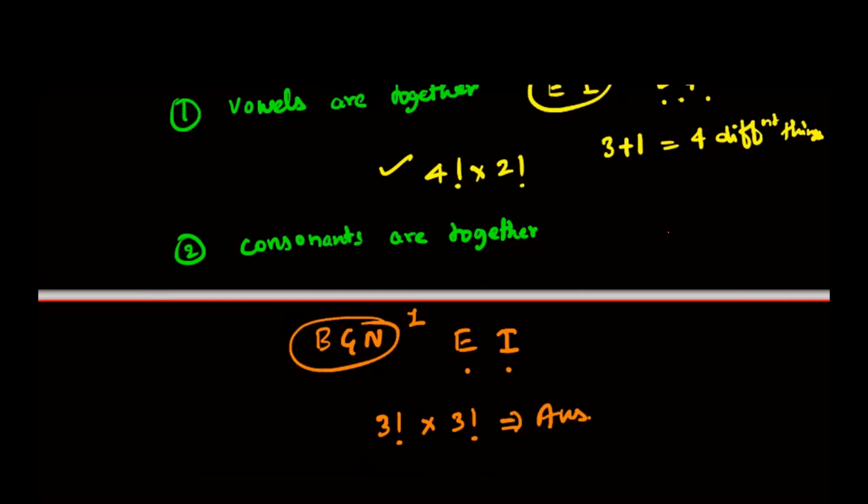Getting it? So BGN are the consonants, they are together. So they are acting as one quantity, as a group, that is one thing. And then E and I are two different things. Total is 3. So they can be arranged in 3 factorial ways. And then BGN themselves can be arranged in 3 factorial ways. So the answer is 3 factorial into 3 factorial. Getting it? I'm using the word and over here, right? Make sense?